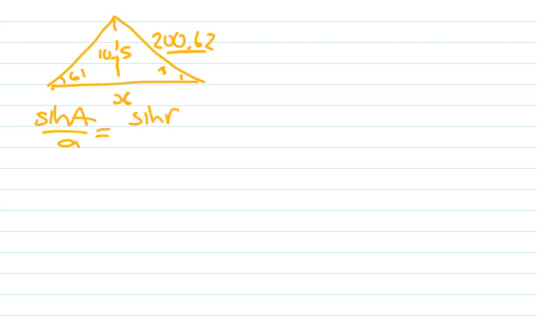I'm just going to draw what I know again. 10.5, 200.62, 61, 3, and we want x. Okay, so now we know this side here. We want to find x, and we know these 2 angles. So we can use the sine law, which says sine A over A equals sine B over B. So I know angle 61, and I know its opposite length, so I can use that one. I have that pair. Now I want to find this side length, so I need to use this angle up here, which I can find.